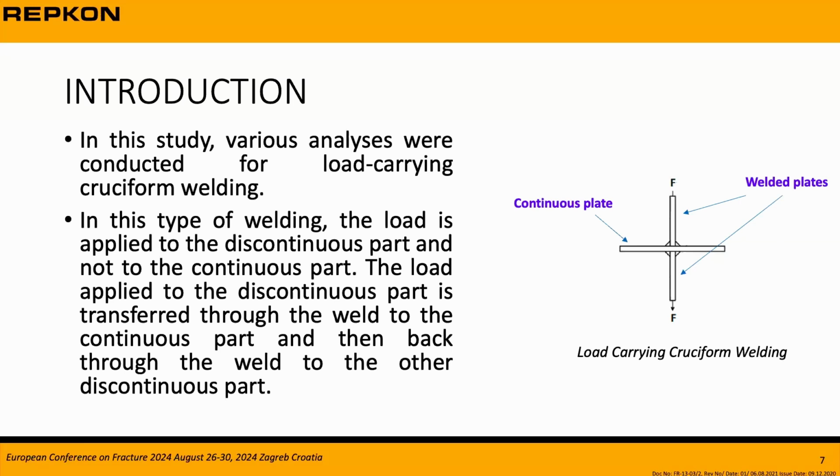In this study, various analyses were conducted for load-carrying cruciform welding. In this type of welding, the load is applied to the discontinuous part and not the continuous part. The load applied to the discontinuous part is transferred through the weld to the continuous part and then back through the weld to the other discontinuous part, which you can see here, the cruciform welding part. The continuous plate is here, and the discontinuous plate is here.